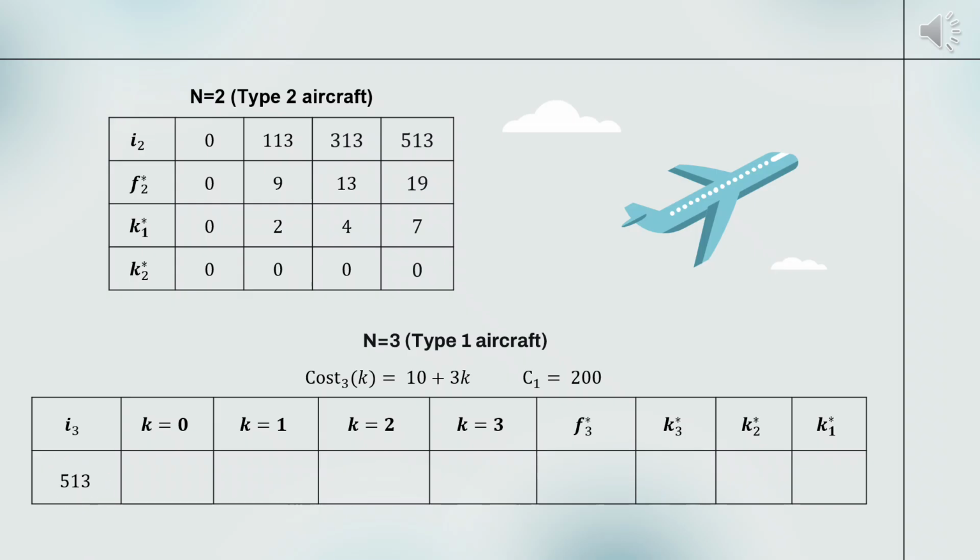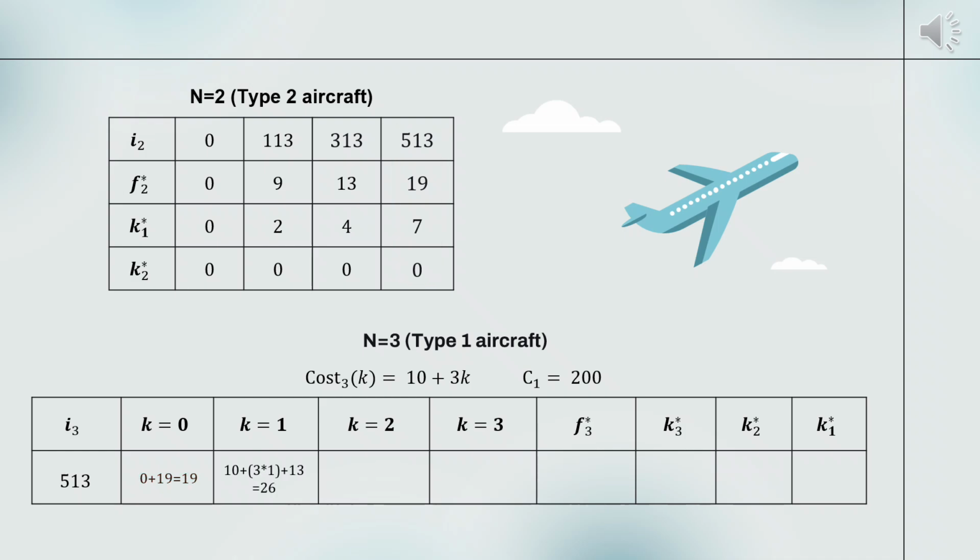The table below shows the calculations for this stage based on the cost function of this aircraft type. Let's examine this table cell by cell. In the case of allocating 0 Type 1 aircraft, the current cost is 0. All 513 passengers are transferred to the previous stage, the upper table. According to the summary table of the second stage, the optimal cost for 513 passengers is 19. Therefore, the total cost equals 19.